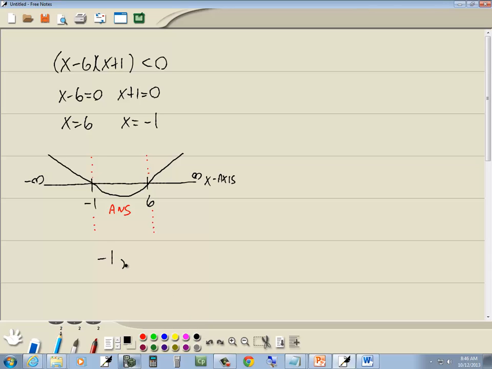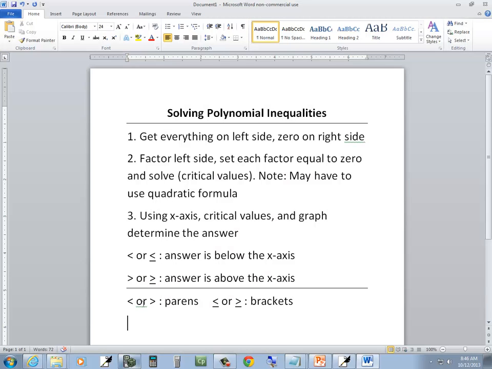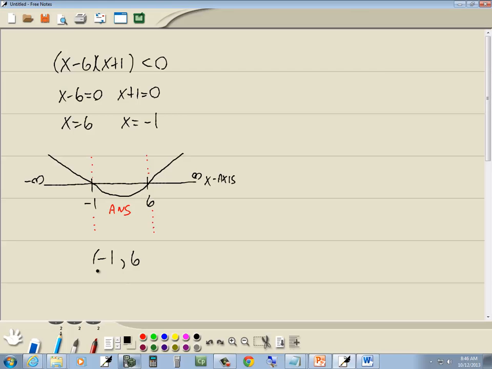So we're going to have negative 1, comma 6. Now it's a less than. If I come over here, less than tells us that we want parentheses. So I'll put parentheses around these. And that would be our answer.